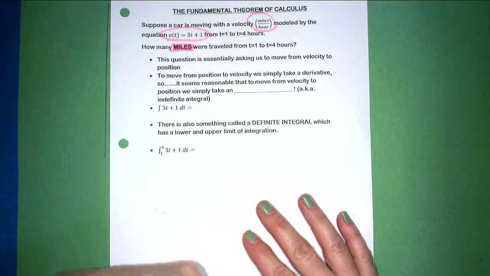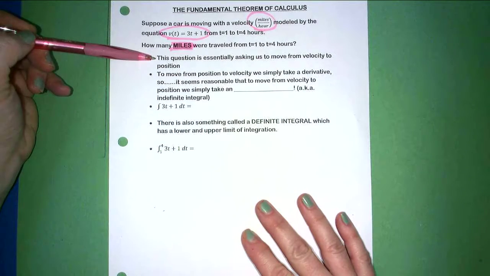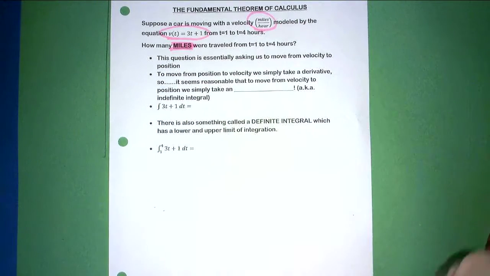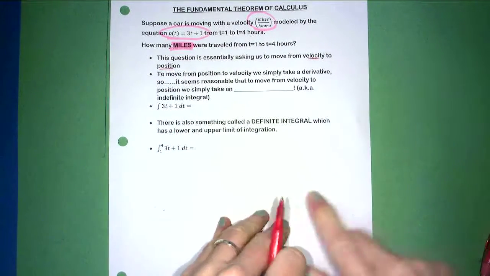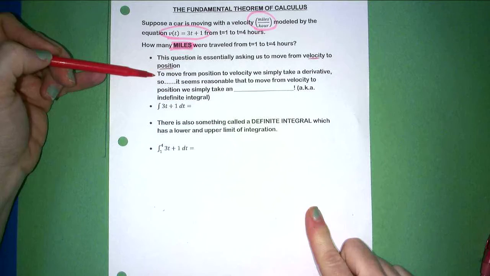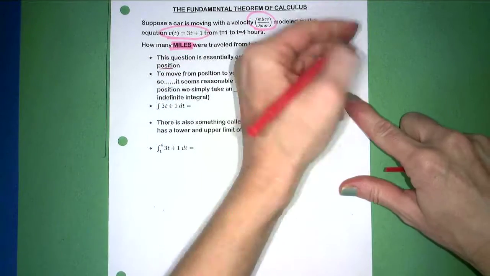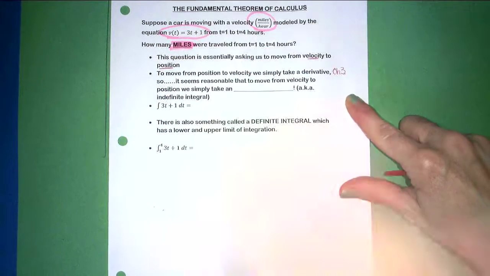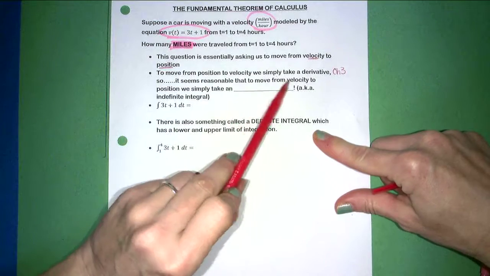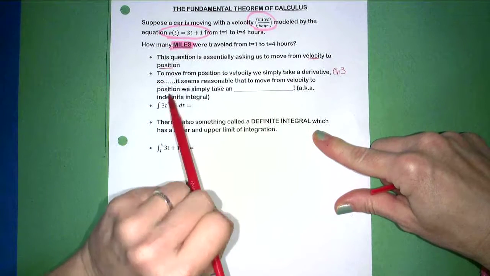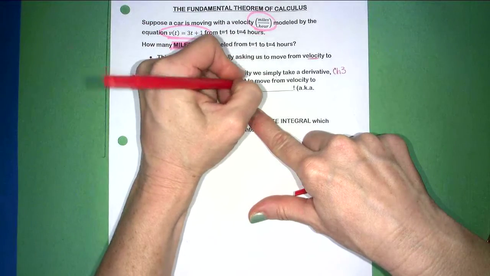This question is essentially asking us to move from velocity to position. Second bullet, to move from position to velocity, we simply take a derivative. This was Chapter 3. So it seems reasonable that to move from velocity to position, we simply take, I hope you're thinking, an antiderivative.